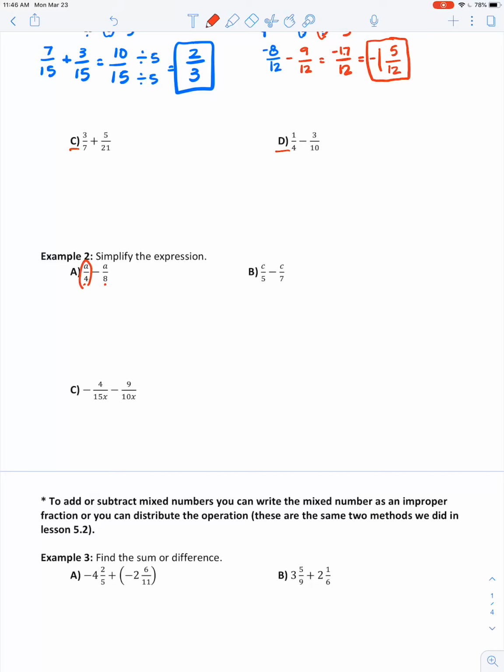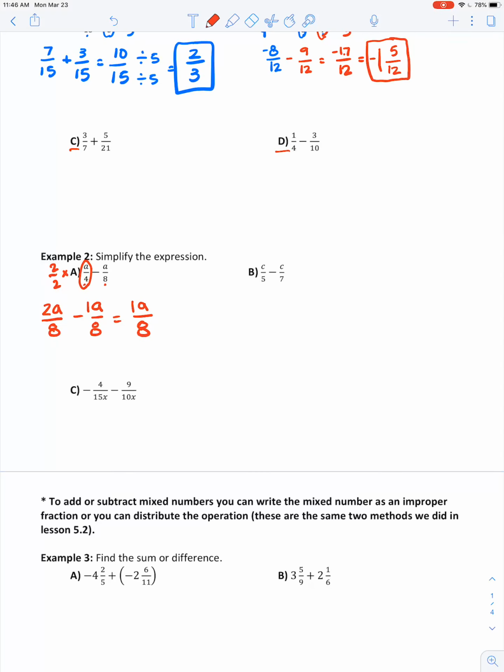Well, 4 goes into 8 very nicely if you times it by 2. So if I times the bottom by 2, I also have to times the top by 2. So 2 times A is 2A, and 2 times 4 is 8. I don't have to do anything to the other fraction. So now we have 2A minus A. And just a reminder here, that's the same thing as saying 1A. It's our hidden number 1. So we have 2A minus 1A, which is 1A left over, and 8 stays on the bottom.